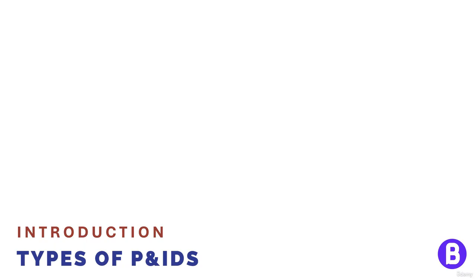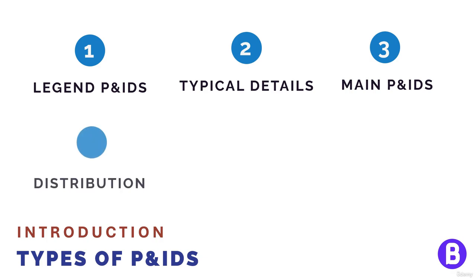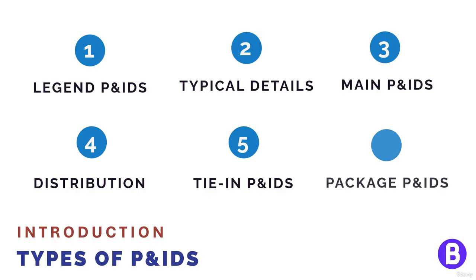The types are mainly one, the legend P&IDs. We have also typical details P&IDs. We have talked about typical details when we have covered the instrument and motor details. The main P&IDs, which include the main equipment and the main flow of the fluid. Then we have the distribution P&IDs. Then we have the tie-in P&IDs and the package P&ID. So let's start talking about each one.